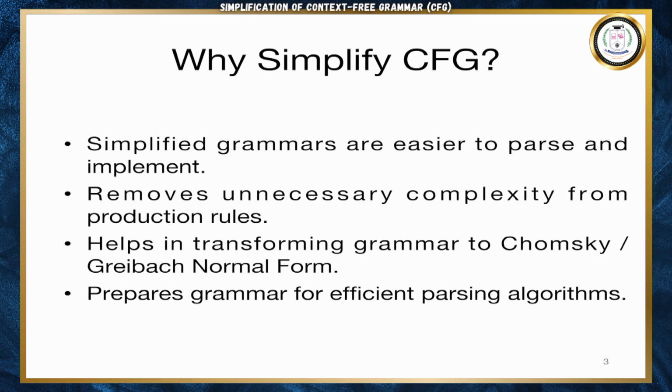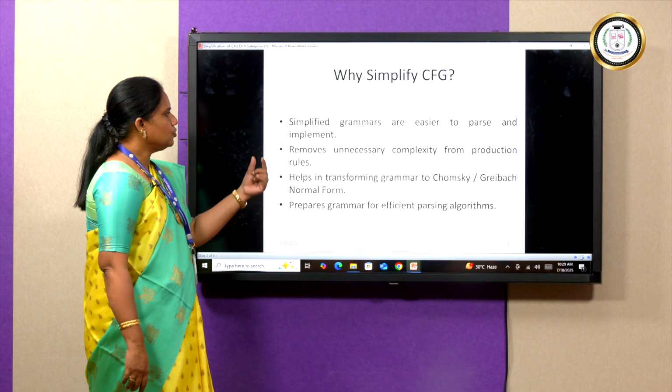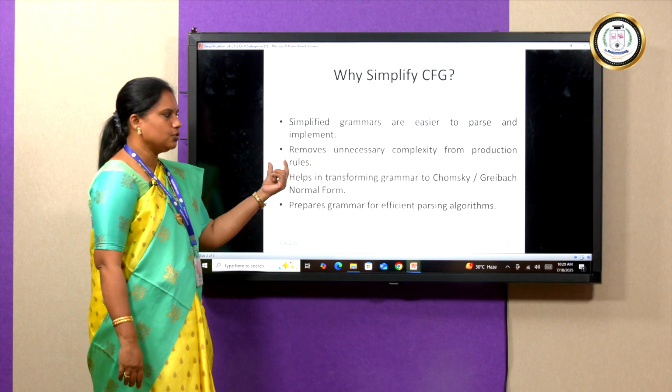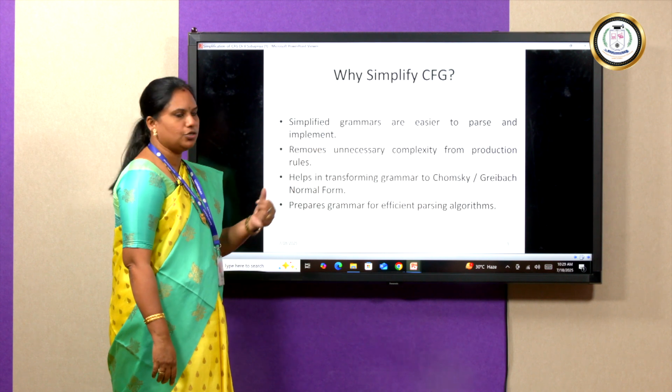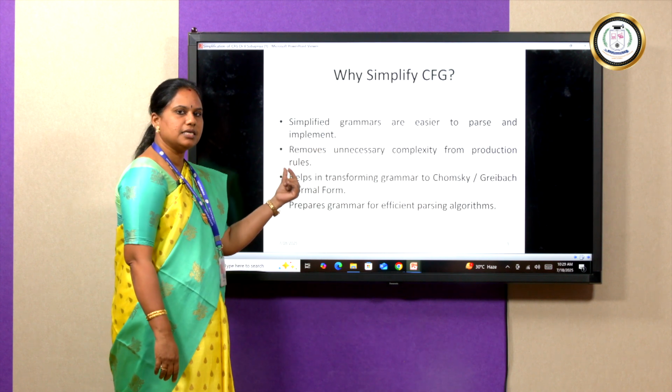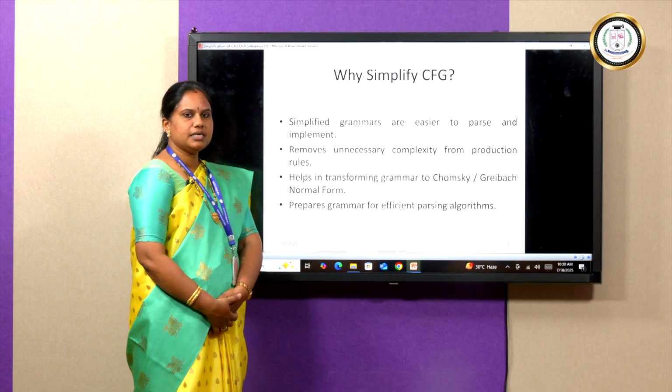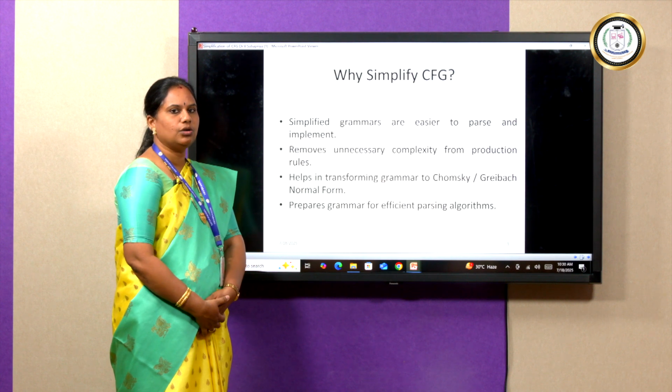Why is simplification of CFG important? It reduces the complexity, it is used to generate a simpler parse tree, and it also reduces the complexity in the production rules. It also helps us in normalization of production rules by Chomsky normal form and Greibach normal form, and it prepares an efficient parsing algorithm.